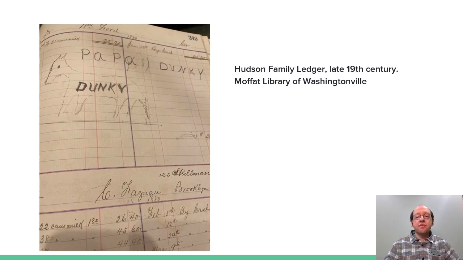This drawing of a donkey, but the person wrote "dunky," D-U-N-K-Y, and says "Papa's donkey," tells us that a child drew this. And they're not just drawing it to doodle. They're actually learning how to spell, and they're spelling phonetically. So when you're reading "Papa's donkey," you are actually pronouncing that word the way this child would have pronounced it over 100 years ago, which is really, really cool. And we want to be able to put this up online too.